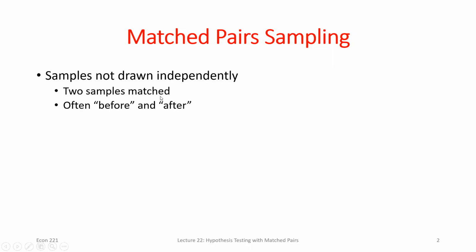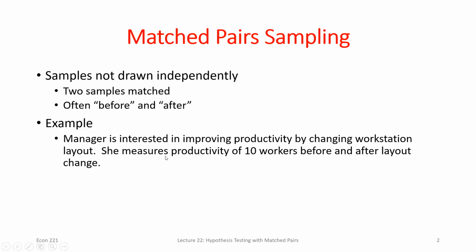So instead of having 2 populations, we're just going to have 1 population in which we have either two variables collected, or quite often it's the same variable but in 2 different time periods. So maybe the example I have set up, just as a motivating example here, is, maybe I'm wondering if I rearrange the workstation, if productivity increases after that rearrangement.